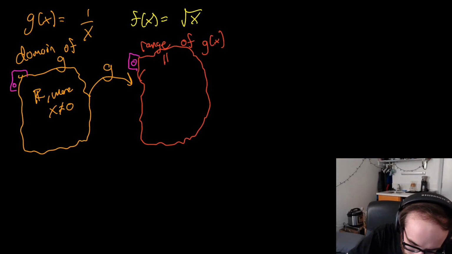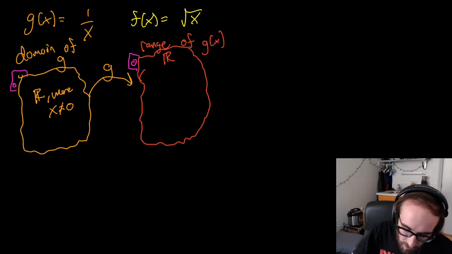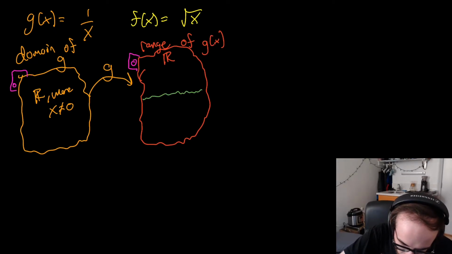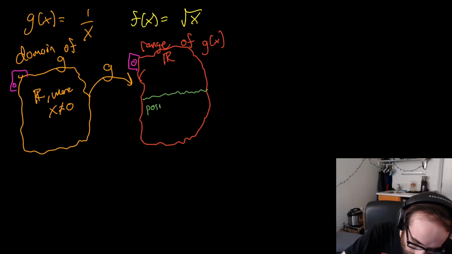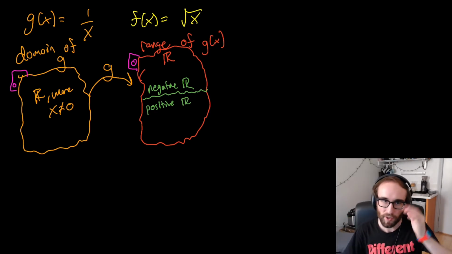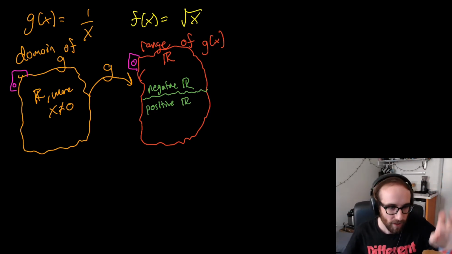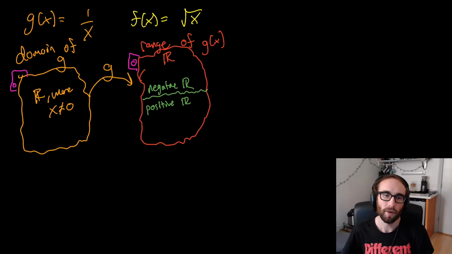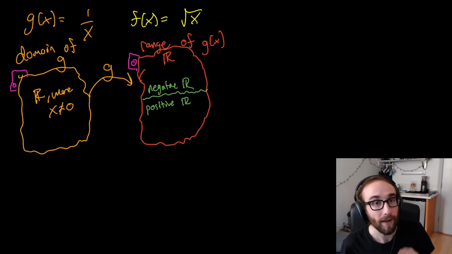So we have all real numbers. And I'm actually going to split this up into 2 sections. Let's split this up into, let's say down here we have positive real numbers, and then up here we have negative real numbers. So the big red blob is all real numbers, and then I just split it up. The top part, let's say all the negative ones. The bottom part is all of the positive ones. Okay, so that's g of x.